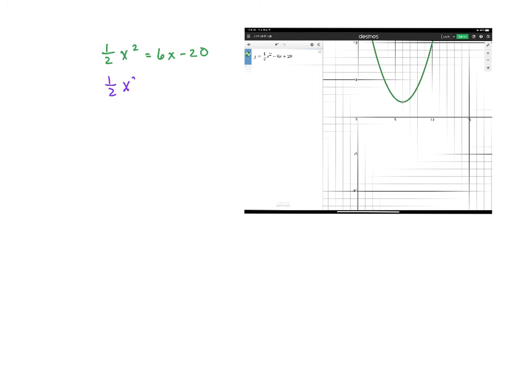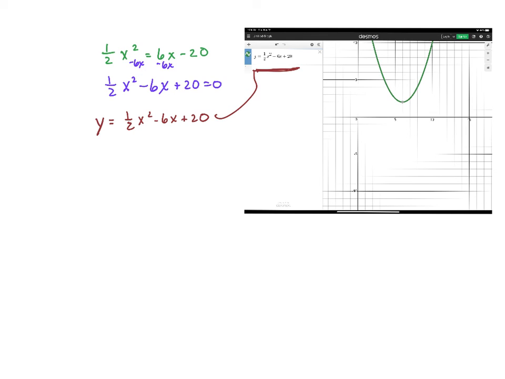1 half x squared, I'm going to subtract the 6x from both sides. So it moves it over to the left. I'll add the 20 to both sides, so it moves it over to the left. So there's my equation. I'm going to write the related equation with y equals 1 half x squared minus 6x plus 20. And you can see, here it is up there, and I've graphed it.